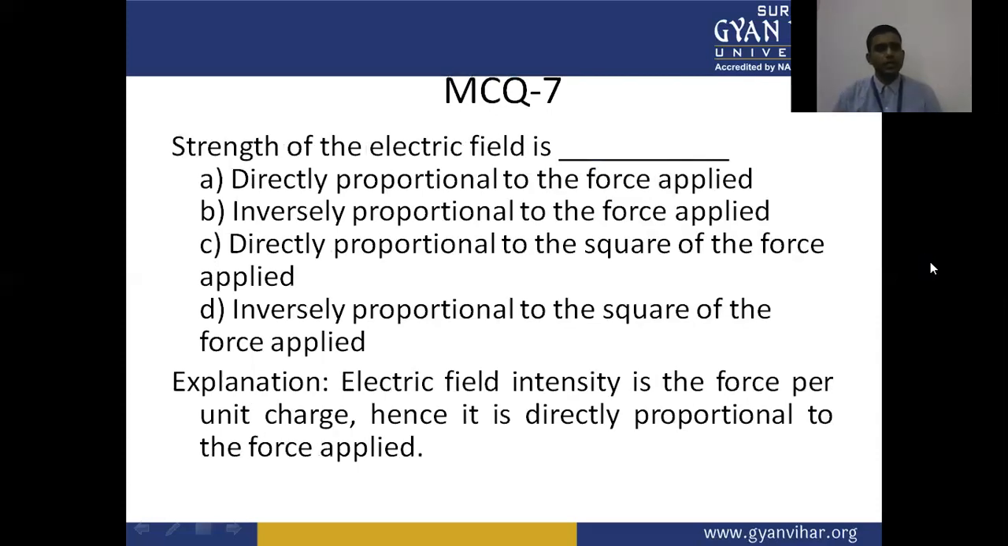Question number 7. The strength of the electric field is A, directly proportional to the force applied. B, inversely proportional to the force applied. C, directly proportional to the square of the force applied. D, inversely proportional to the square of the force applied. The electric field intensity is the force per unit charge. Hence, it is directly proportional to the force applied.